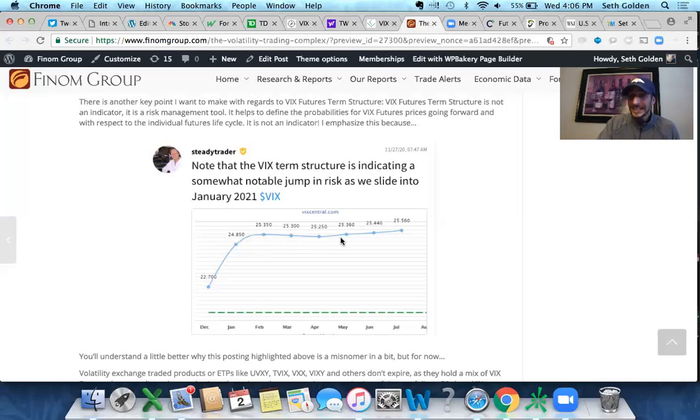If this was indicating somewhat notable jump in risk as we slide into January, then it would be right more often than not. The VIX would jump more often than not, but that's not the case. It does not jump more often than not. It maintains its contango some 85% of the time.